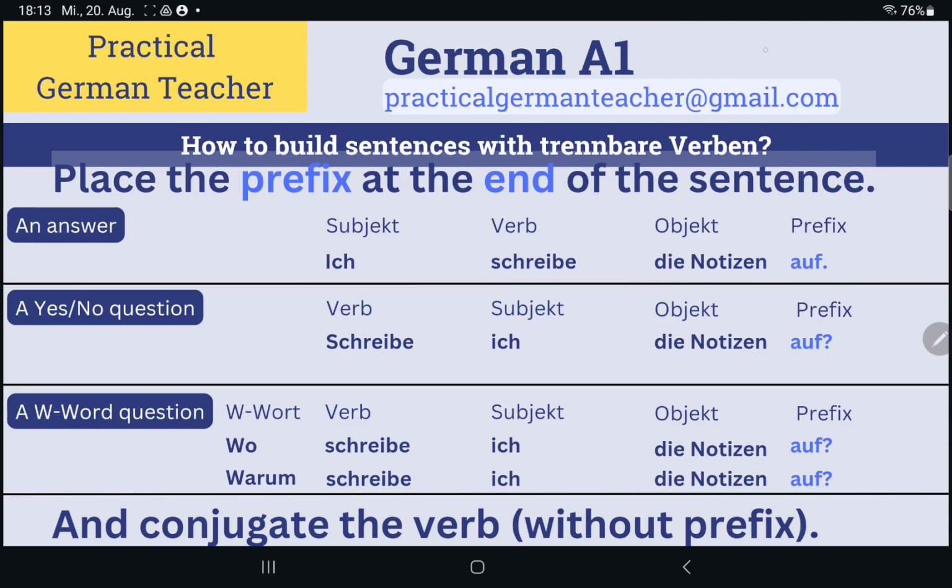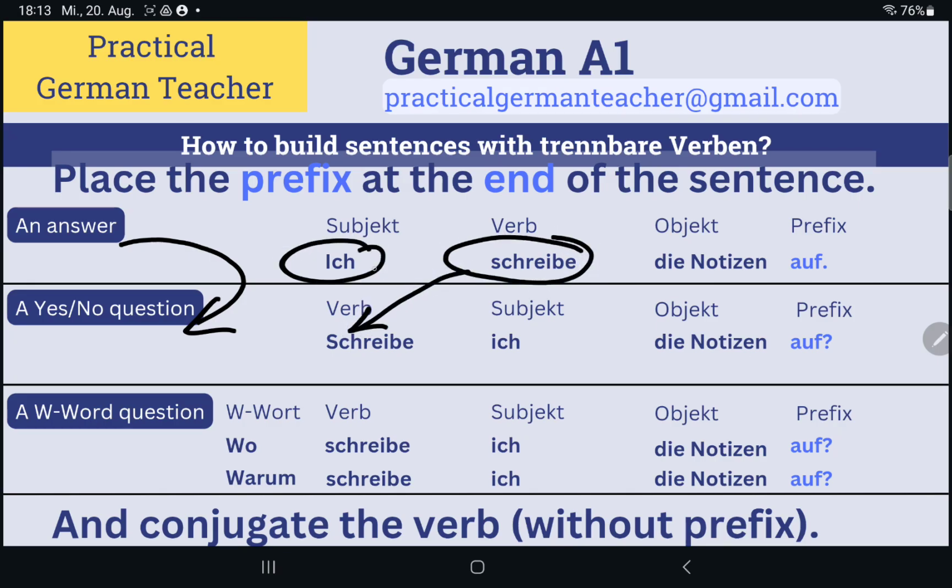Okay, and if you want to convert a statement or an answer to a yes or no question, what do you have to do? Take the verb, place it at the first position, and the subject goes after it. That's all that happened. The prefix is still at the end.